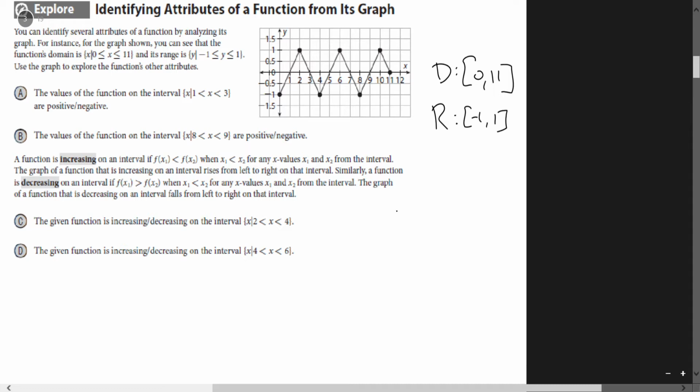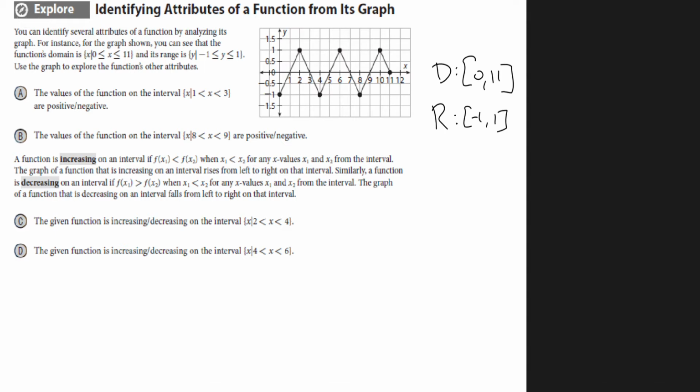Again, looking from the bottom to the top, our smallest y value is -1, and our largest y value is +1, so that's our range. So the main things we want to look at are what's happening over certain intervals. It starts out by talking about positive and negative.